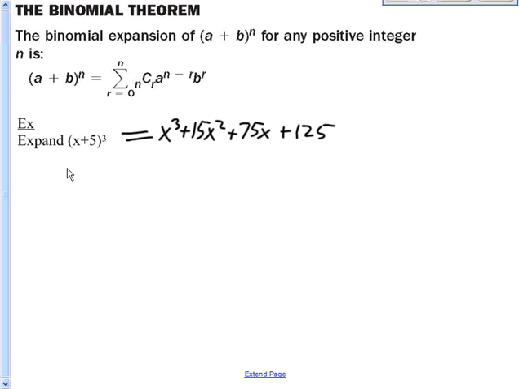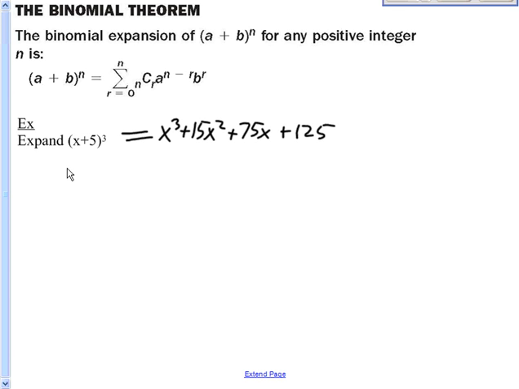Would you want to do that? (x + 5)(x + 5)(x + 5), 30 of those. Would you want to FOIL that out, combine them, all that stuff? No, there's no way. It'd be a nightmare. So you have this binomial theorem expansion, which uses a combination.